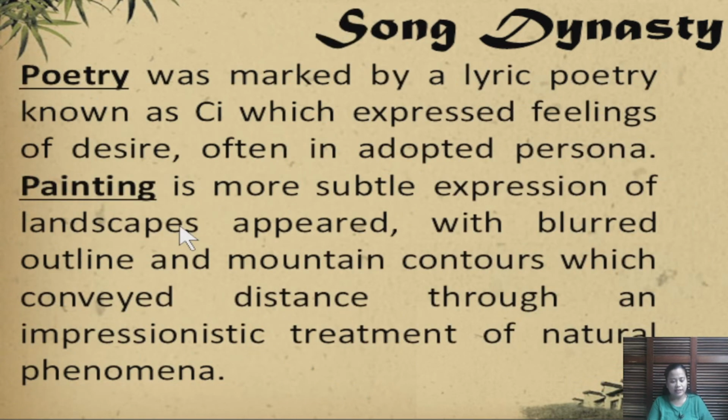In the Song Dynasty, poetry was marked by a lyric poetry known as Ci, which expressed feelings of desire, often in an adopted persona. Also in the Song Dynasty, a more subtle expression of landscape painting appeared, with blurred outlines and mountain contours, which conveyed distance through an impressionistic treatment of natural phenomena.